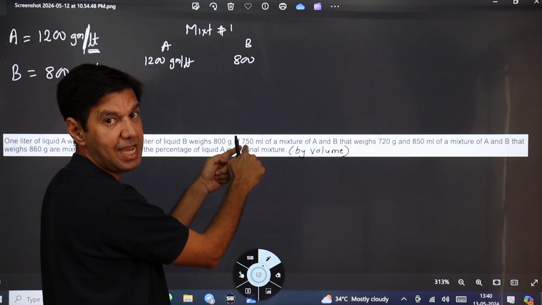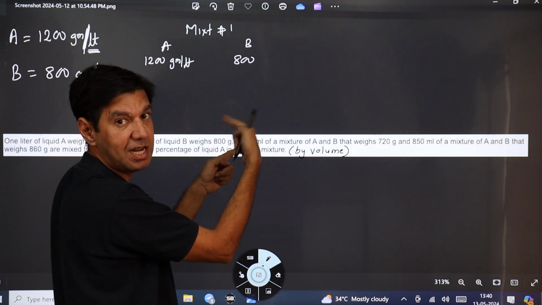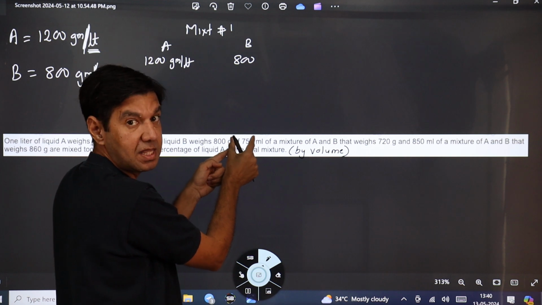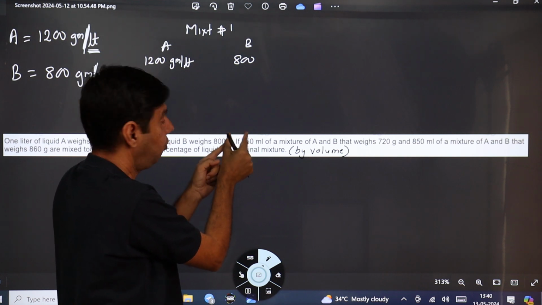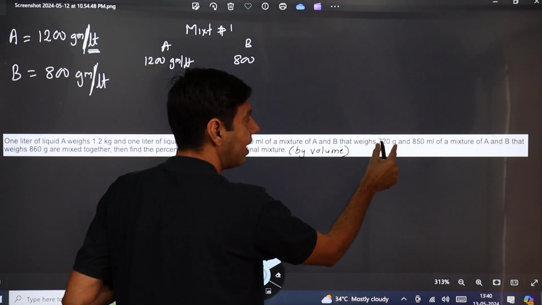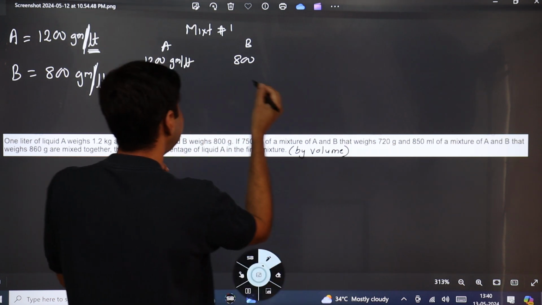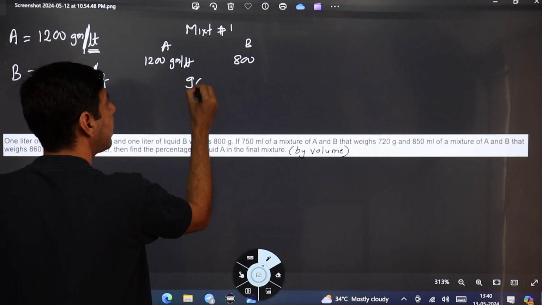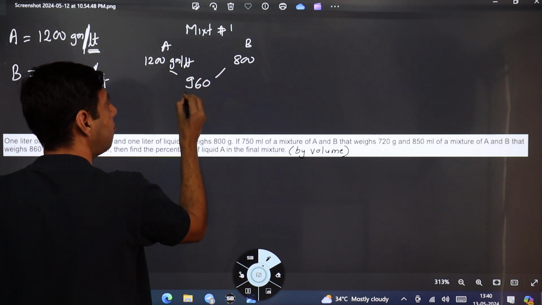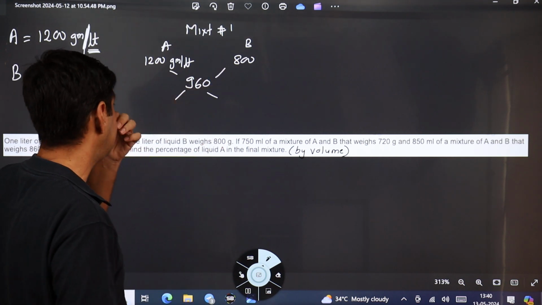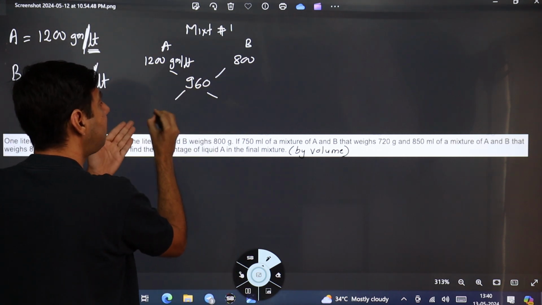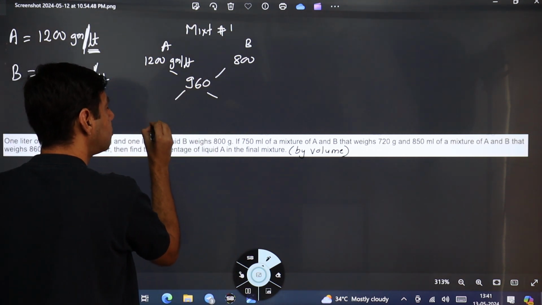Now 750 ml is easy. It can easily be converted to a liter by adding 1/3 of it, by adding 250. 250 is 1/3. So add 1/3 of this, that's 240, again an easy number. So 960. So when I mix them, I get 960 as the weighted average. So if 960 is the weighted average, you can very easily find the ratio of the volumes of A and B.